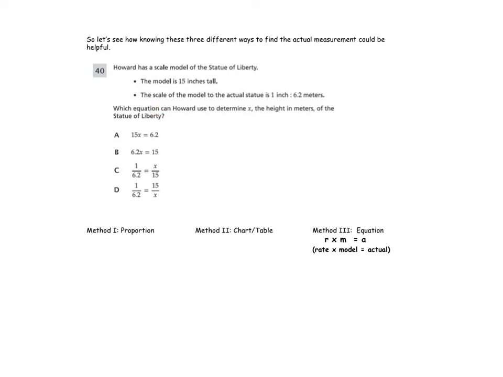So in this question, they're not asking us to find a dimension. They're asking us to figure out which equation could help us find that. And if you notice, A and B are traditional equations, while C and D are proportional equations. And that, I thought, made this problem unique. So let's look at the problem and see what they've given us. The model is 15 inches tall. The scale is 1 inch to 6 2/10 meters. And they want to know which equation, not the answer, but which equation can be used to determine X, which represents the height of the statue in meters.